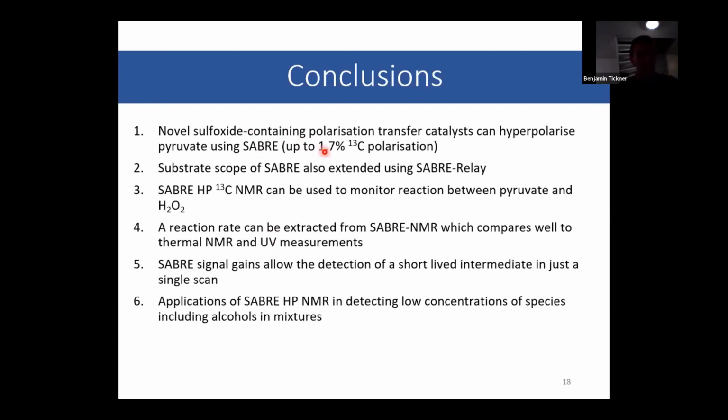I hope that we've convinced people that you can hyperpolarize, in principle, any molecule using SABRE. It's just a matter of finding the right catalyst to do the job. We've also extended the substrate scope of SABRE using relayed proton exchange effects. And I hope I've convinced you that we can use SABRE to extract kinetic rate constants for reactions, detect short-lived intermediates, and a range of other things.